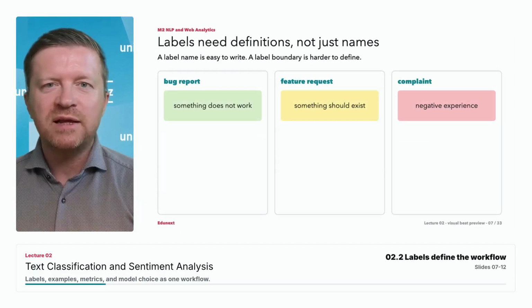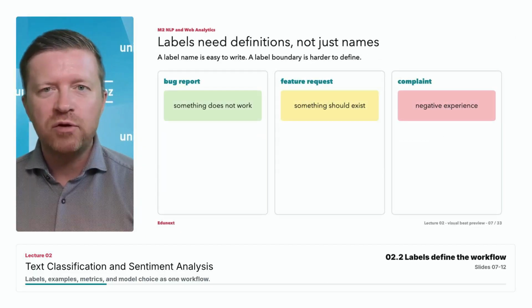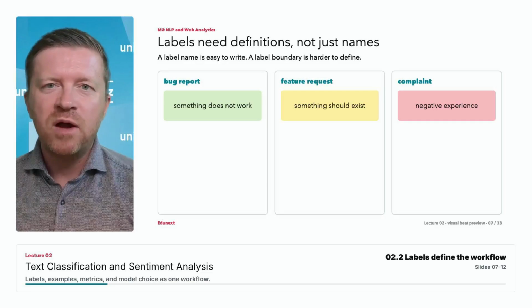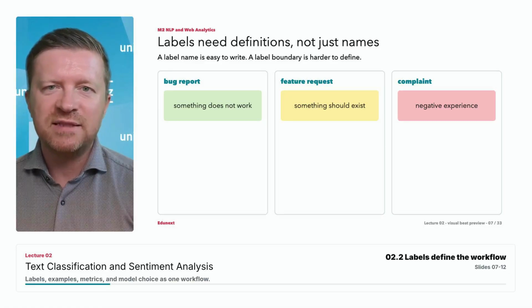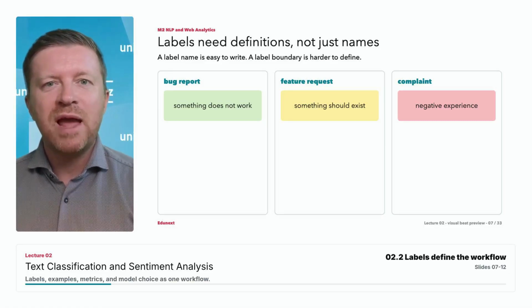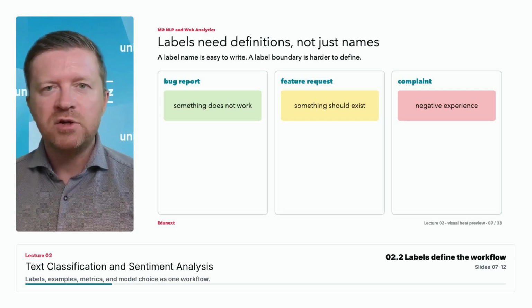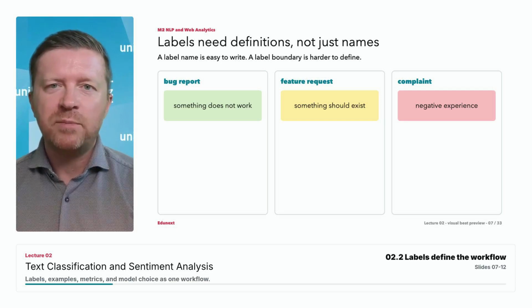One common mistake in classification projects is to treat labels as if they are just names. We might write down labels like bug report, feature request, complaint, and churn risk, and assume the task is now defined, but a label name is only the beginning. The harder question is where the boundary of that label is.